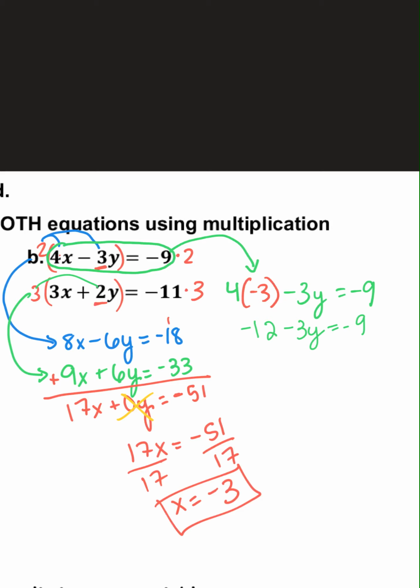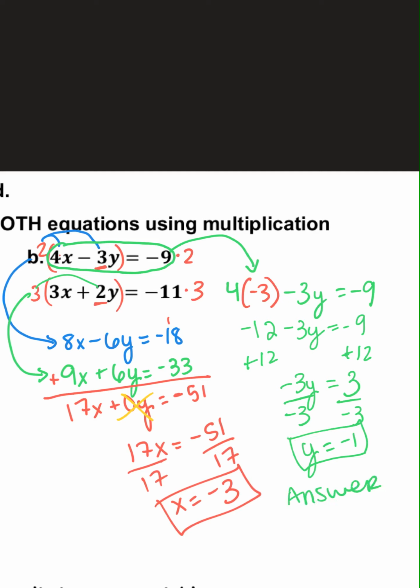Opposite of a negative is addition, so we're going to add 12 to either side. And we're left with negative 3y equals negative 9 plus 12. We subtract, keep the bigger number sign, so that's a positive 3. Divide by negative 3 on either side, and we get y equals negative 1. So my solution here, my answer, is negative 3, comma, negative 1.